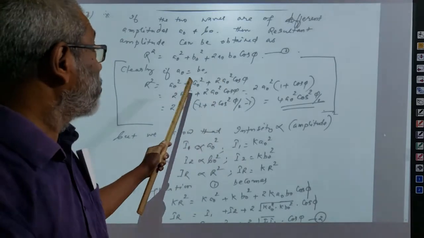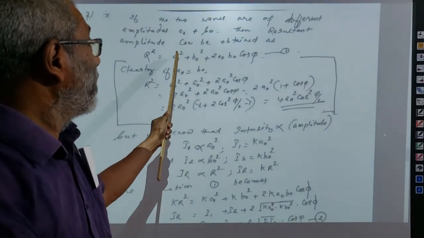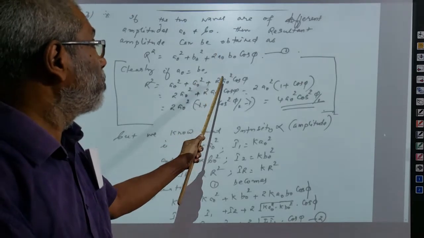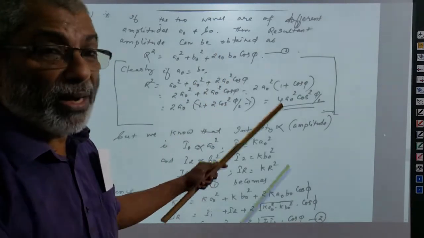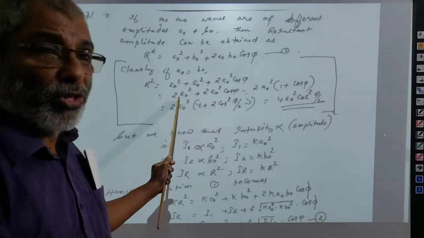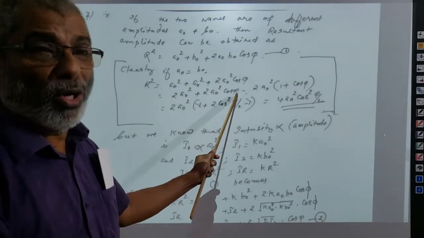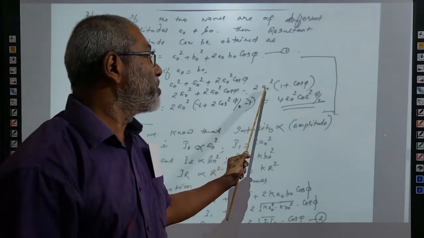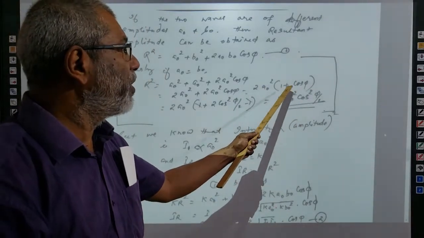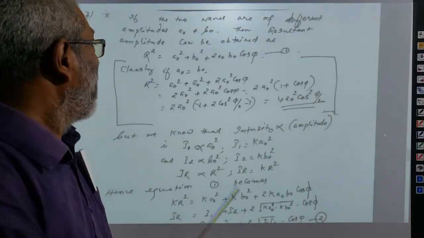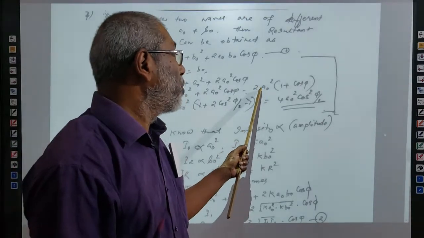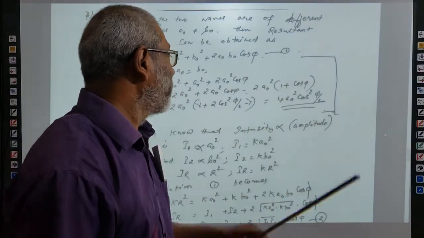If A0 is equal to B0, then R square is equal to A0 square, plus B0 square, which is also A0 square, plus 2 A0 square cos phi. This is equal to 2 A0 square plus 2 A0 square cos phi, that is 2 A0 square into (1 plus cos phi). So this is also a very important relation. Always remember, R square is equal to 2 A0 square into (1 plus cos phi).